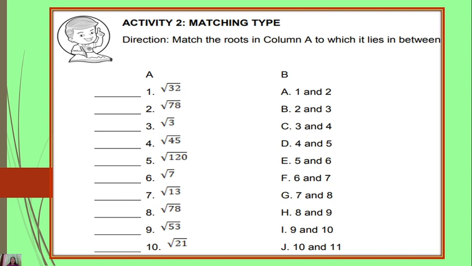Okay, so if we have square root of 32, so that is 25, 36. Tama? Square root of 25 is 5. Square root of 36 is 6. So your answer here in number 1 is 5 and 6. And that is letter E. Your answer should be letters only.